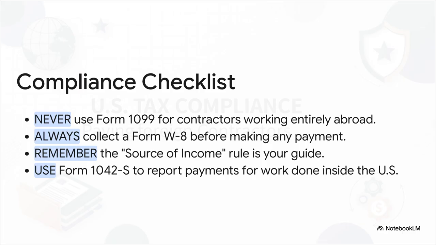So let's wrap this up with a super clear checklist. Your 4 golden rules. 1. Never ever use a 1099 for a contractor working abroad. 2. Always get that W-8 form signed and in your files before you pay. 3. Remember the source of income rule. That's your North Star. And 4. If they do work in the U.S., use Form 1042-S.